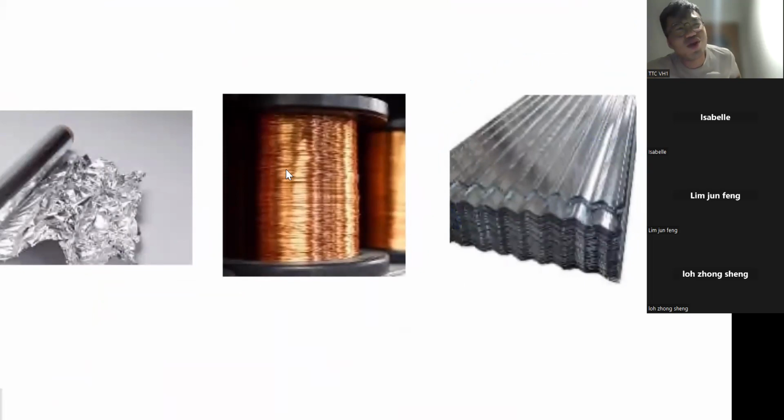We contain metal. We have iron, but not a lot, right? So we can't stick to a magnet.